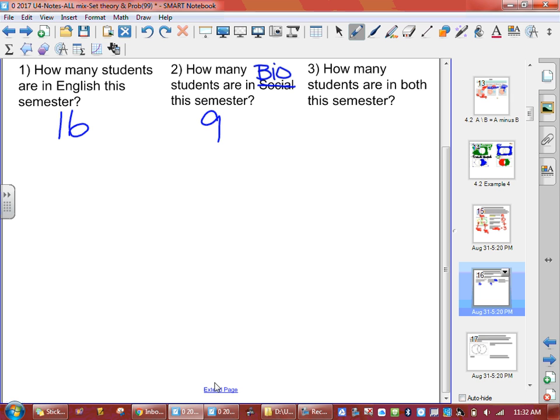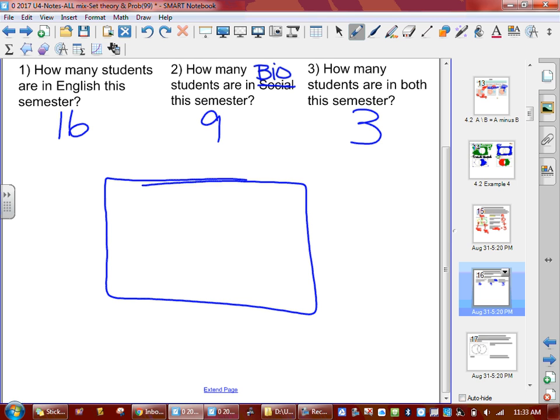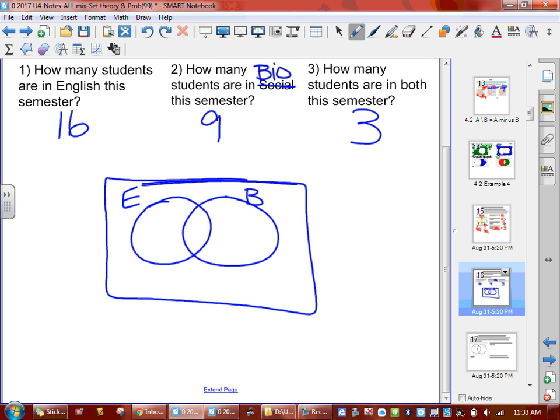We want to represent that as a diagram. So we're going to have our class, English, bio. What would you like to call our universal set? M for math class or C for class? C? Okay, we're C for class.